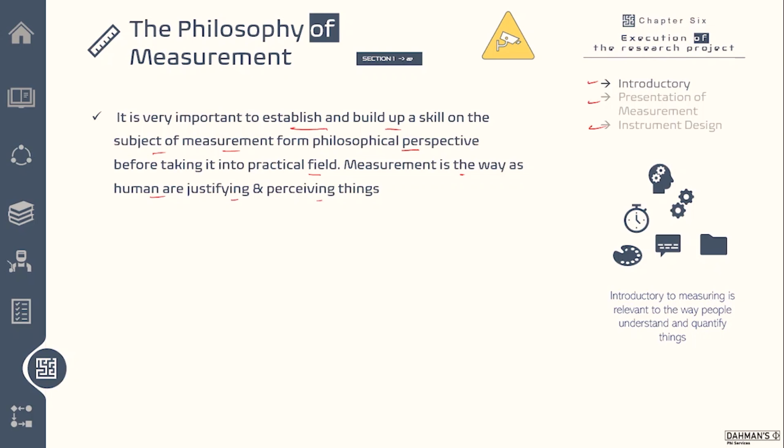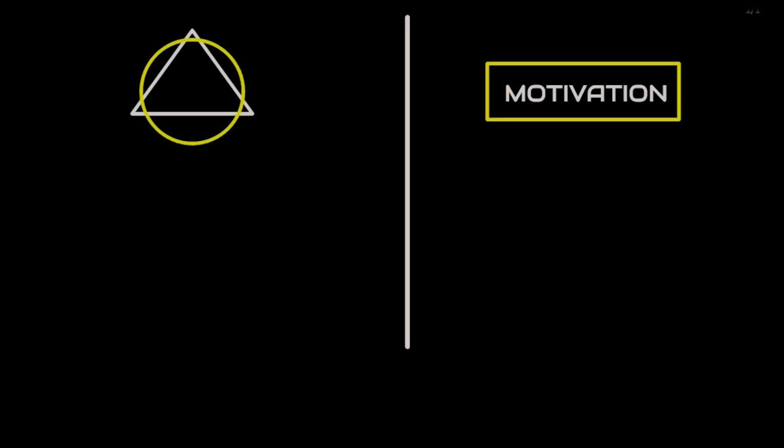Let me show you the following illustration. On the screen, we see 2 sides. On the left-hand side, we see a shape. On the right-hand side, we see a word. Now, our job in this chapter is to understand the meaning of measurement. And the idea starts as follows.